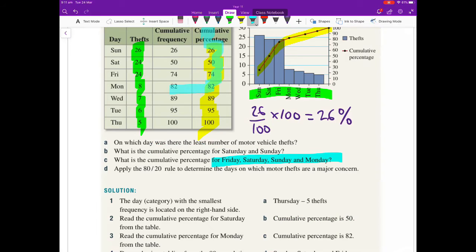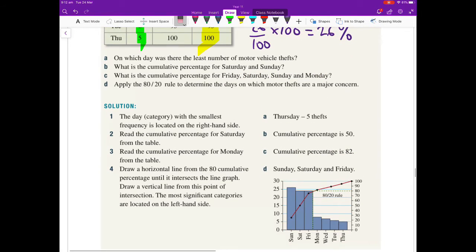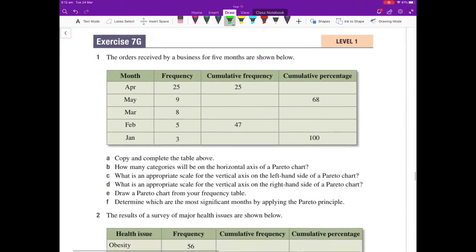Next question is asking about Friday, Saturday, Sunday, and Mondays. So we're going from cumulative frequency all the way down to where the Monday was, which gave us the 82. Last one is finding our Pareto rule inside our graph. So that means that we go to our graph, we find where the 80% is on the right, go across to our line graph and straight down, and then everything on the left-hand side. For this one, Saturday, Sunday, and Friday.